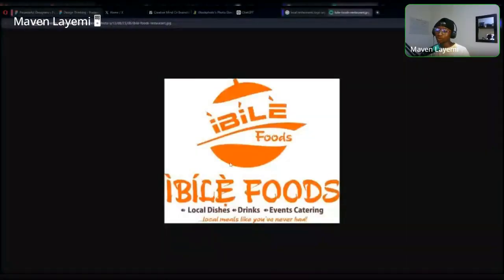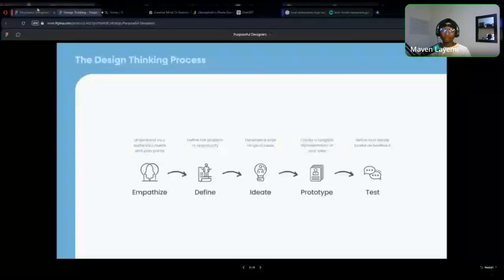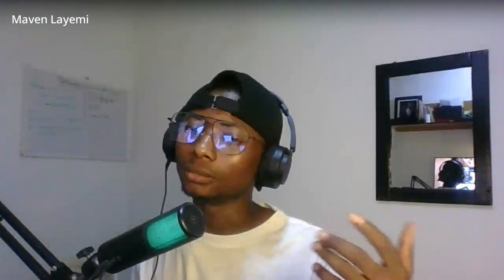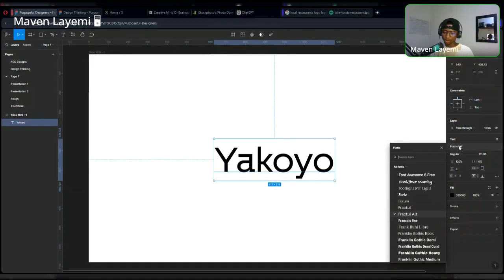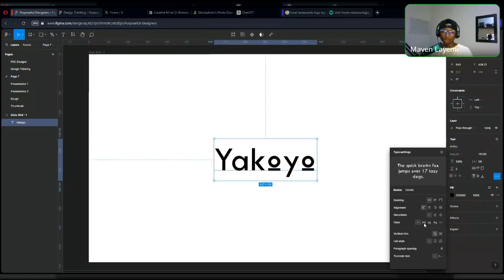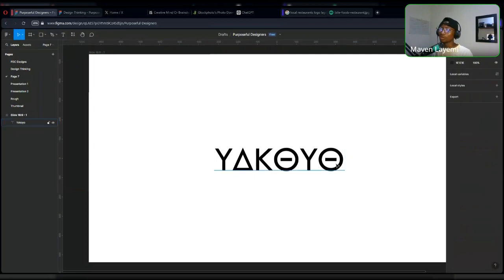That depends on the kind of concept you want to create. You can decide to have pots, or you can simply have the Yakuyo like this. I can say I want to use a local font. I think I have some fonts here. Look at this. If I make it capital, this looks African and a little Yoruba-ish. I think I have solved this logo already.